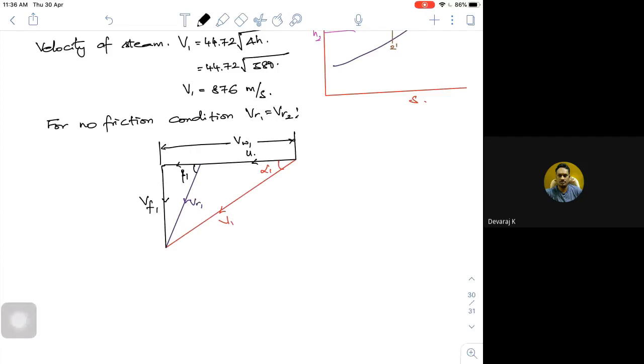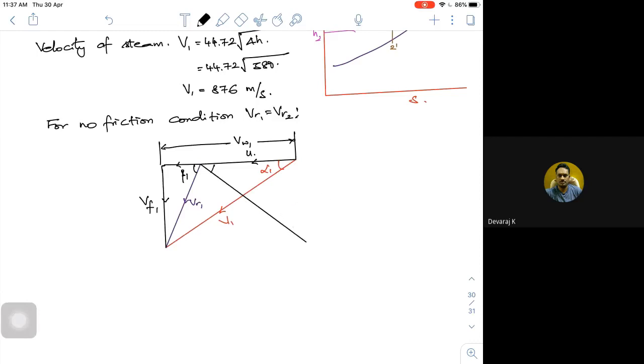So you may get around 40 degrees. If you go graphically, you may get around 38, 39 degrees. And if you do it theoretically, you may get around 39 or 40 degrees. 1 degree variation will be there. Now I know my beta 1 is equal to beta 2. So what I will do? I will take beta 1 is equal to beta 2 and draw a line. Beta 1 is equal to beta 2, same thing.